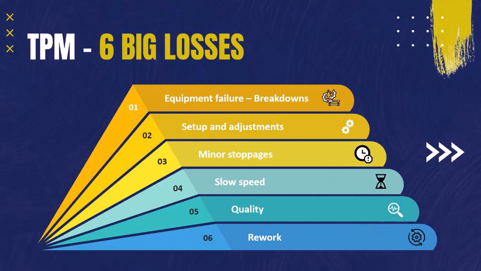Losses that TPM aims to eliminate are the following: equipment failures, which are the system's breakdown; setup and adjustment, which is the time spent in setting up the system or carrying out minor adjustments; minor stoppage, which occur due to operation issues, not because of an actual breakdown; slow speed, which is a performance issue of the operators; process defects, which is the quality of the work done; and finally, reduced yield, which is because of the reworks. So how can we measure and assess those 6 losses?